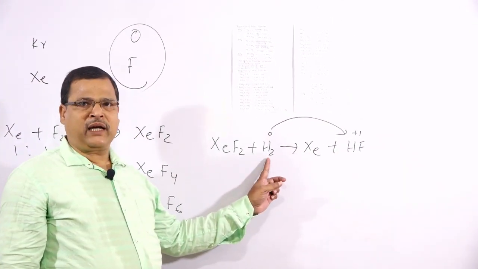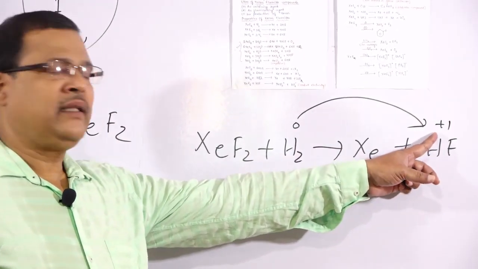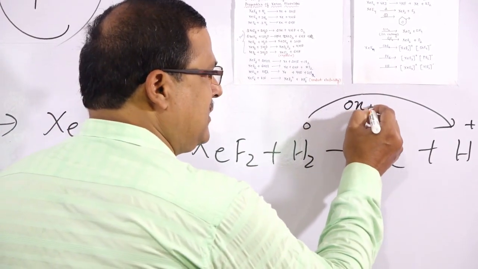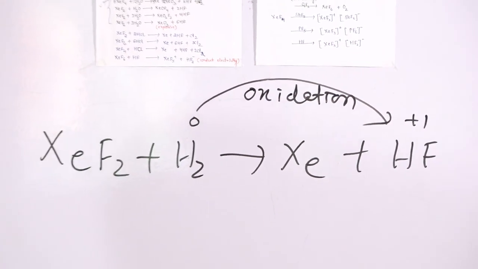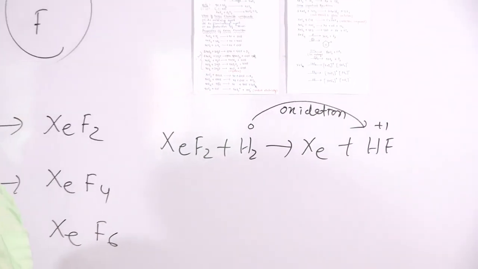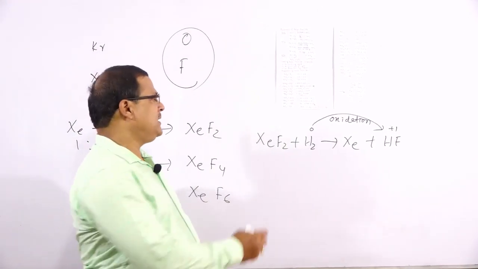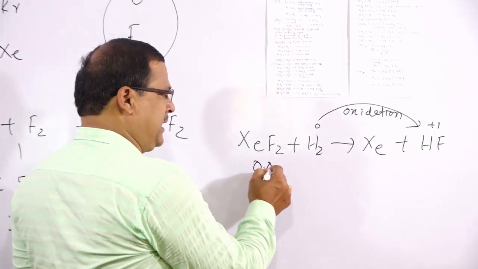The oxidation number of the hydrogen atom increases from 0 to +1. That is known as oxidation, the increase in oxidation number. So which agent would act as the oxidizing agent? That is xenon difluoride. So that is the oxidizing agent.